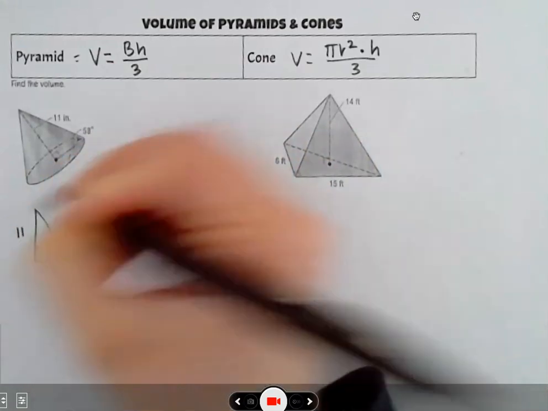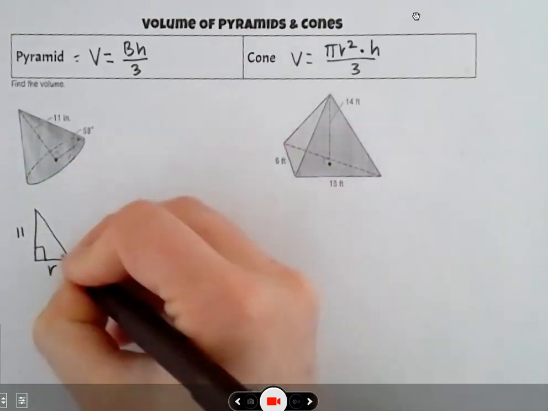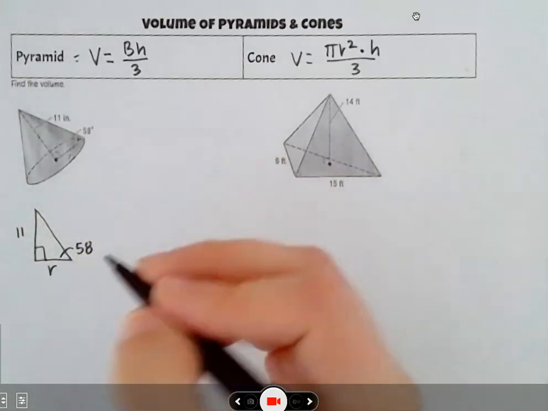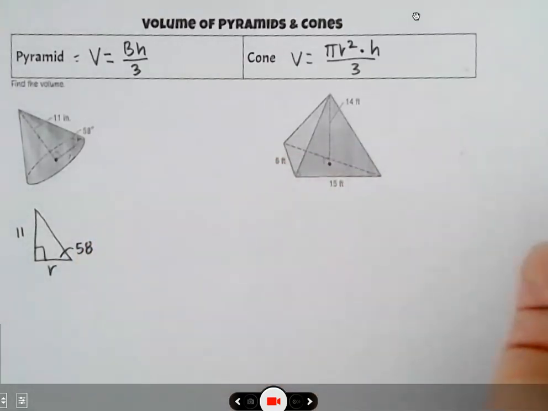So this is 11. We're looking for r, and our angle is 58. Yes, you guys, nothing ever goes away in math. That's probably its best and worst part about it, in my opinion. Like, I love that it always comes back because everything's important, but it also makes it hard because you have to remember a lot.